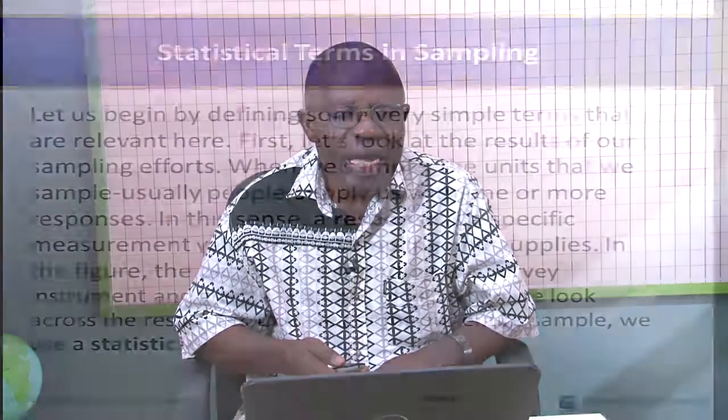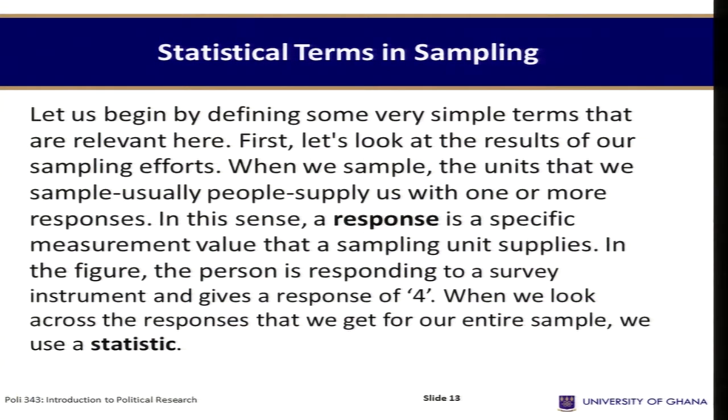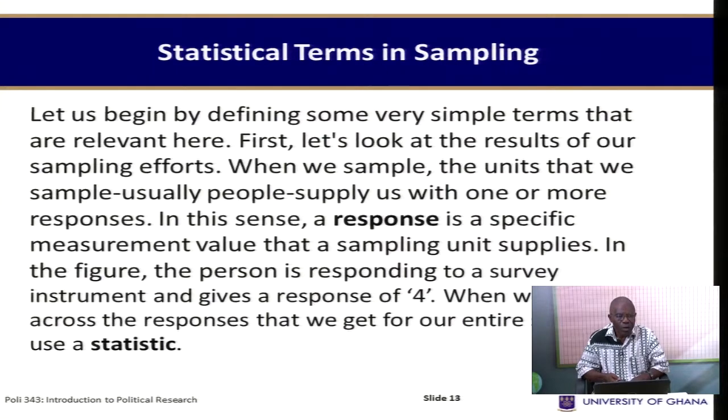Now let's begin by defining some very important simple terms that are relevant here. First, let's look at the results of your sampling efforts. When we sample, the units that we sample, usually people, supply us with one or more responses. In this sense, a response is a specific measurement value that a sampling unit supplies. In this figure, the person is responding to a survey instrument and gives a response of 4.